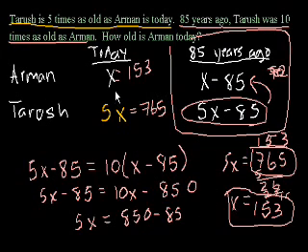If you say Arman is 153 and Tarush is 765, then 85 years ago Arman would have been 68 and Tarush would have been 680, and notice that's 10 times. So it worked out. So we're ready to tackle another problem, and we'll do one more problem. Let's see.